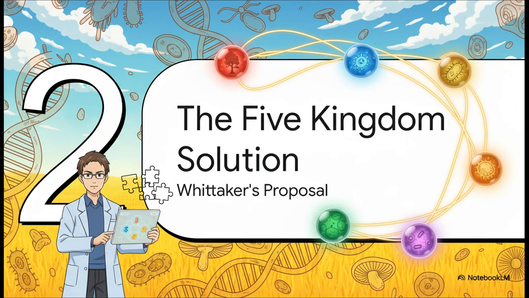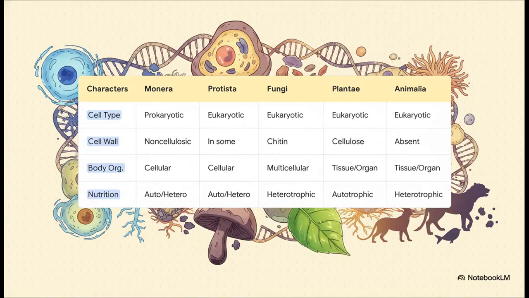And enter R.H. Whittaker. He looked at all of these missing pieces, all of these problems, and came up with a new five-kingdom system that just completely changed how we see the tree of life. It was a moment of pure scientific brilliance. And here it is, his elegant solution.